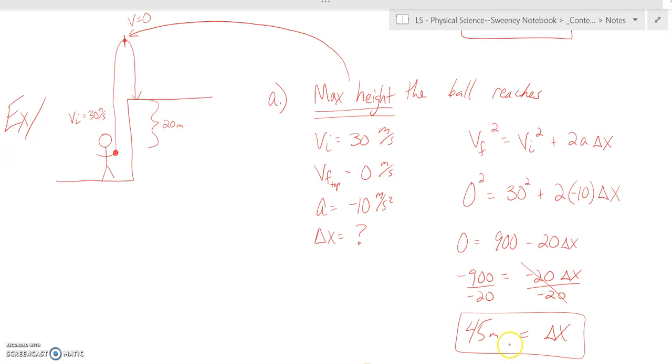Now that 45 meters is above where the hand was. So it's 45 meters above where this ball started in the person's hand. So if I label it along the side up here in the diagram, this is 45, not bad. This is 45 meters. Part B to this same question, we can start it over here. I want to know the time it takes to land.